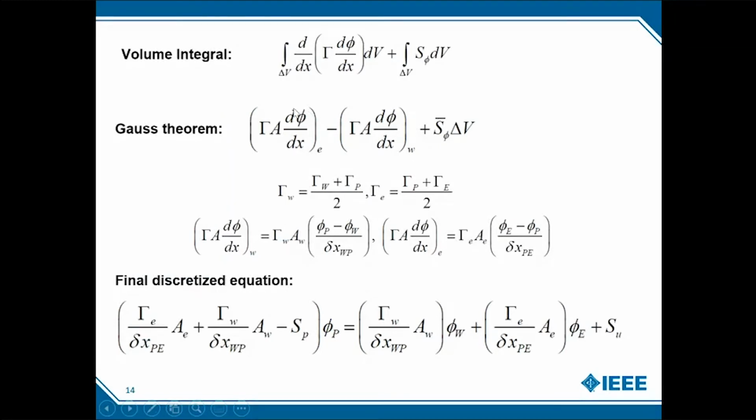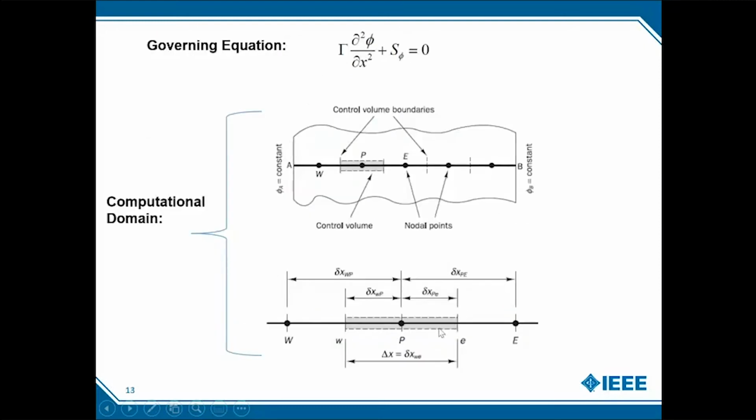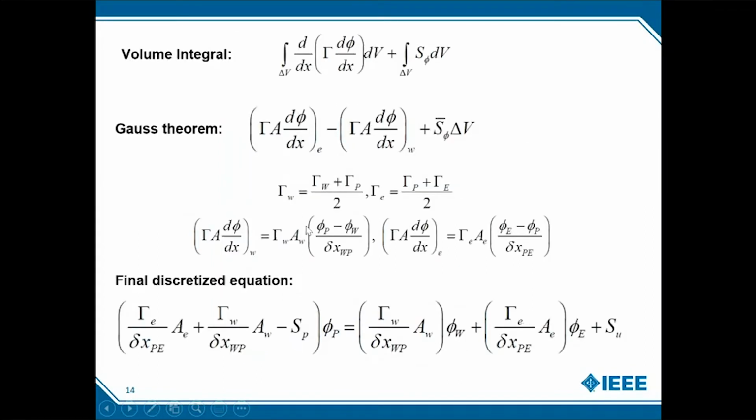Another thing is that dphi by dx is at face e over here. Again, we do not know anything at face e; whatever we know is at the nodes P and E. So we just use a forward difference formula. At w we use phi P minus phi W, and at e we use phi E minus phi P, and the denominators are their particular distances. We plug all of this back into this equation to get this particular equation.